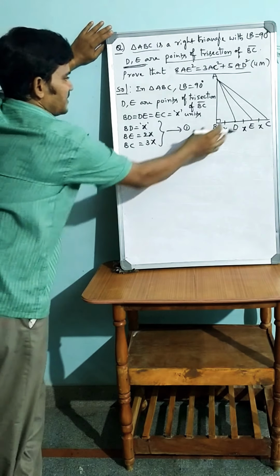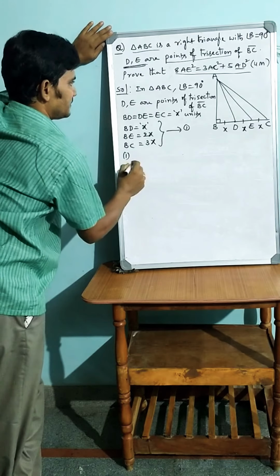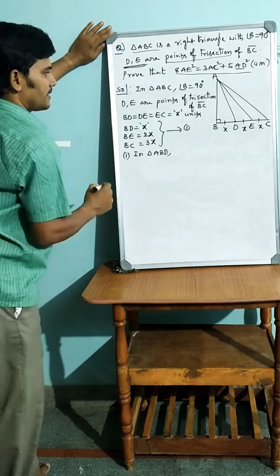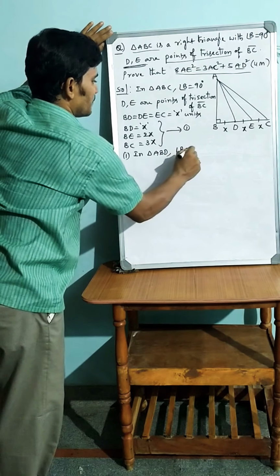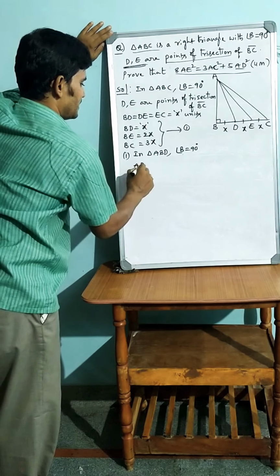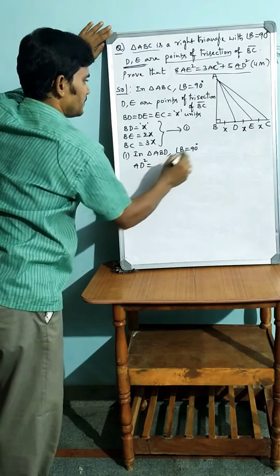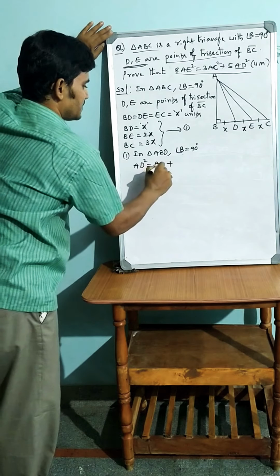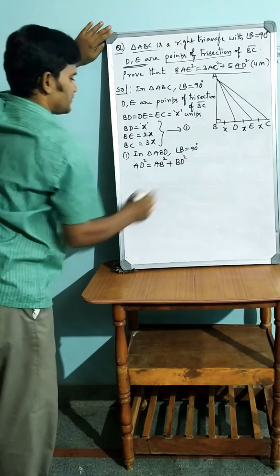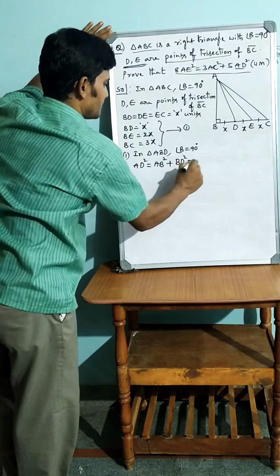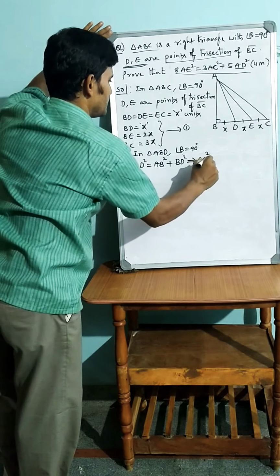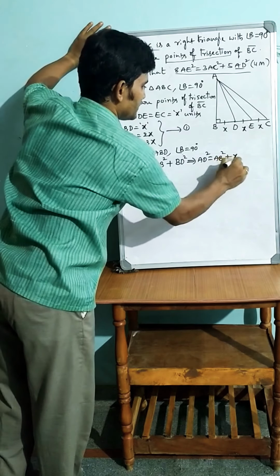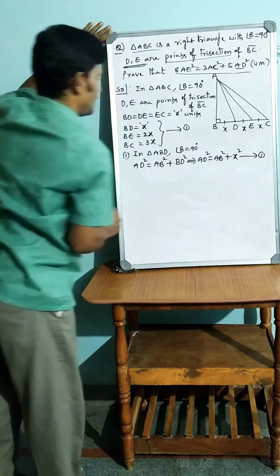Now let me take the first triangle ABD. In triangle ABD, angle B is equal to 90 degrees. Then, by Pythagoras theorem, the square of the hypotenuse is equal to the sum of the squares of the legs of the right angle, that is AB square plus BD square, which implies AD square is equal to AB square plus x square, let it be 1.